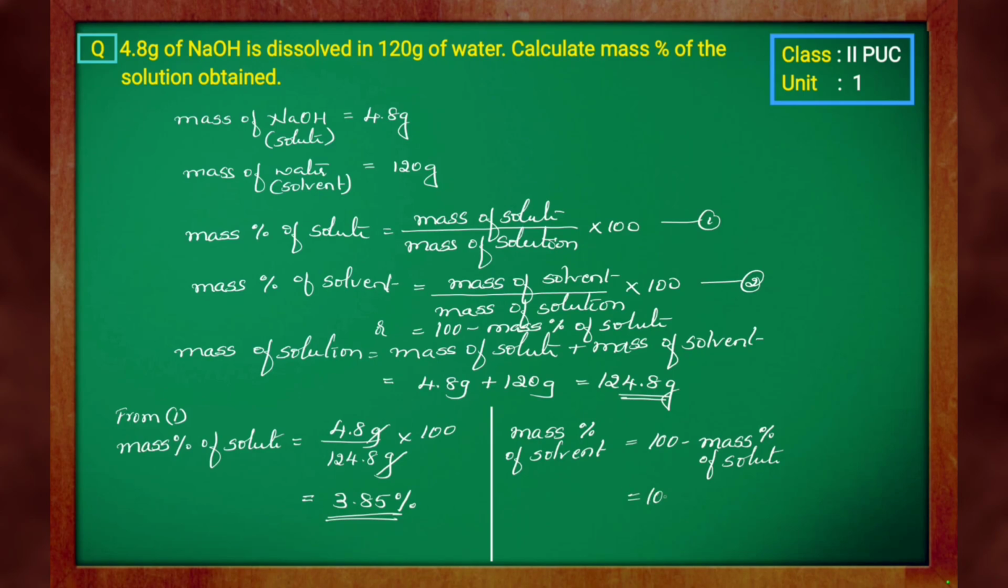So this is equal to 100 minus 3.85%, which is equal to 96.15%. So therefore, for the solution which is obtained by dissolving sodium hydroxide in water, mass percentage of solute is 3.85% and mass percentage of solvent is 96.15%.